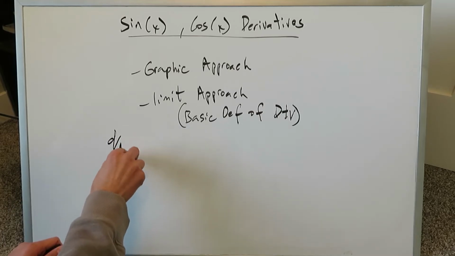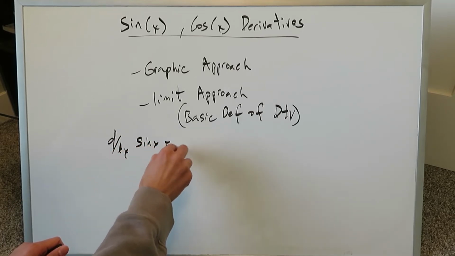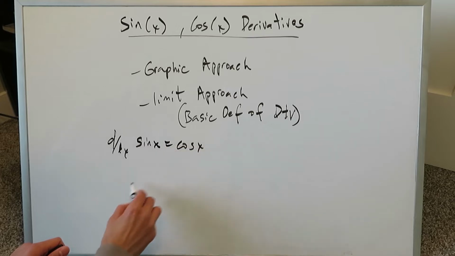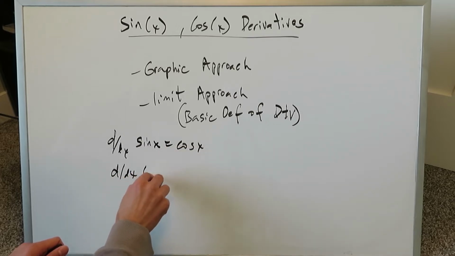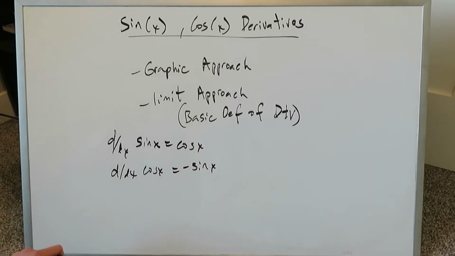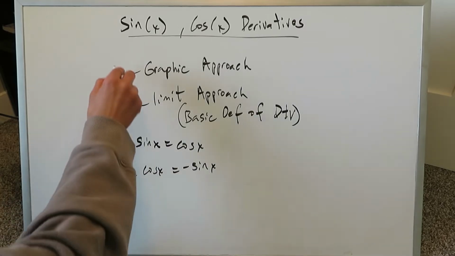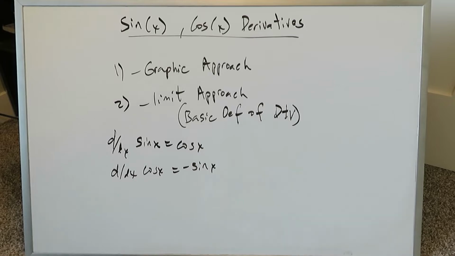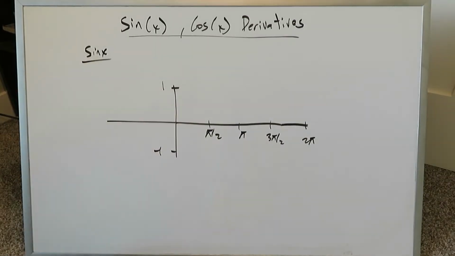You know and remember, derivative of sine x equals cosine x. We'll show you why that is the case. And the derivative of cosine x is equal to minus sine x. Again, we'll show you each of these using these two approaches, this first and this second. Sine x graphic approach, not difficult.